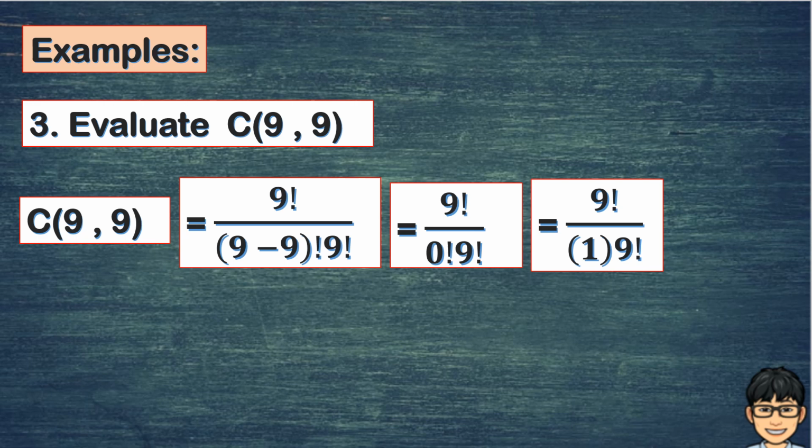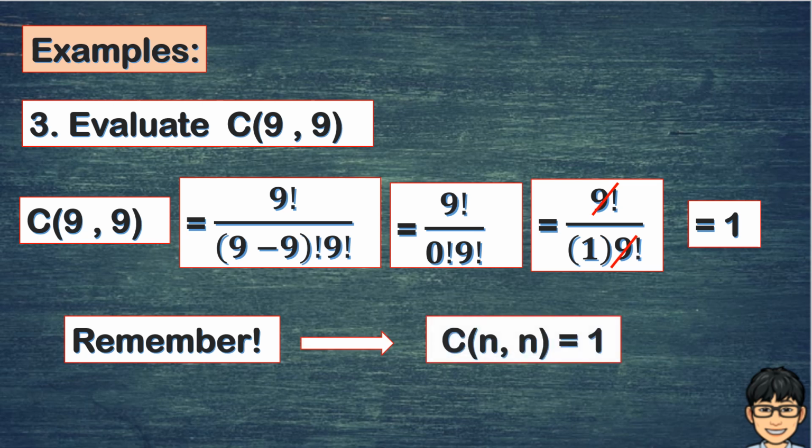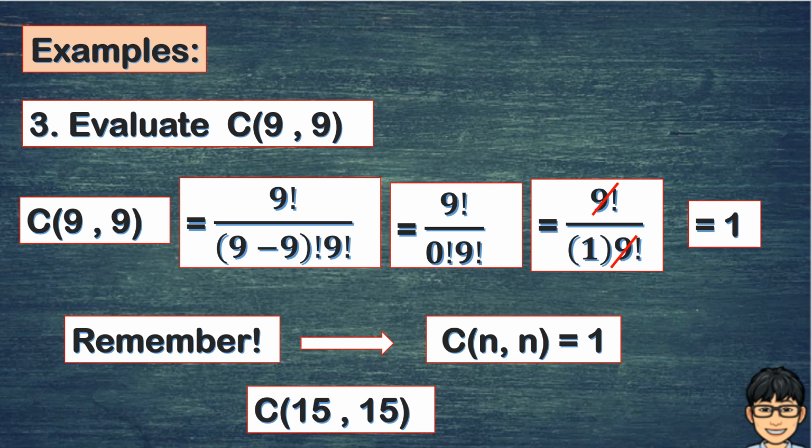In that case, let us now cancel 9 factorial. Kung inyong mapapansin, walang naiwan sa itaas. So therefore, our answer is 1. So this is one of the properties of combination, telling us that if we select n elements from n number of elements, ang sagot ay laging 1. Halimbawa, 15 select 15. So the answer is equal to 1.